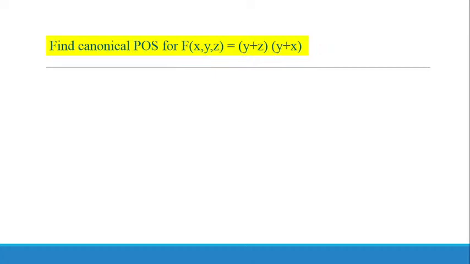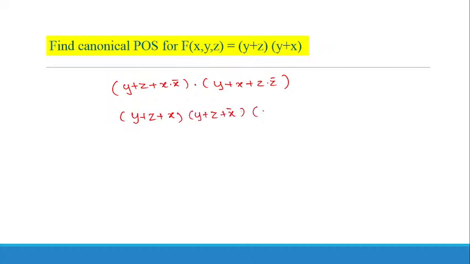Find out the canonical POS now. This is very simple. Whichever variable is missing, here X is missing, so Y plus Z. Adding a 0 doesn't make any change to this value, so X times X bar, we go for that using that postulate. For the other term, which is missing Z, we use Z plus Z bar. Then, according to the distributive law, you can multiply like this and bring it down.